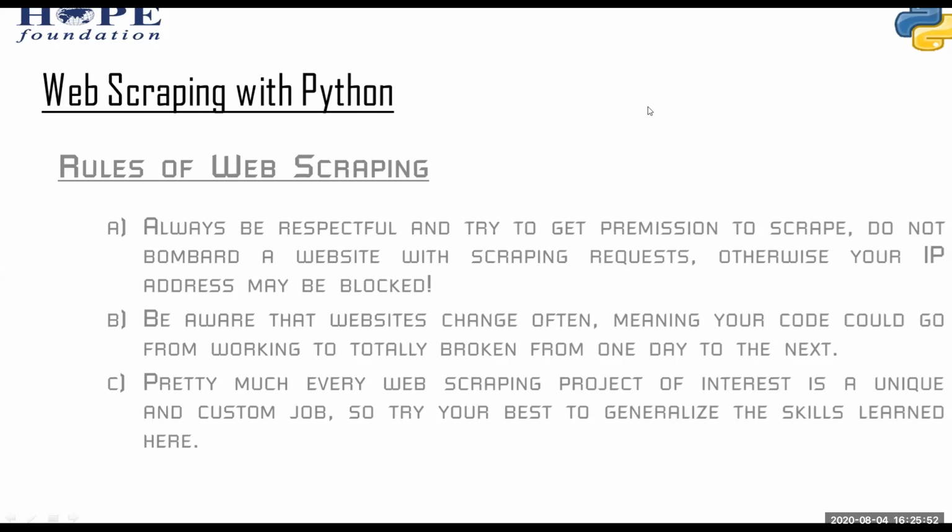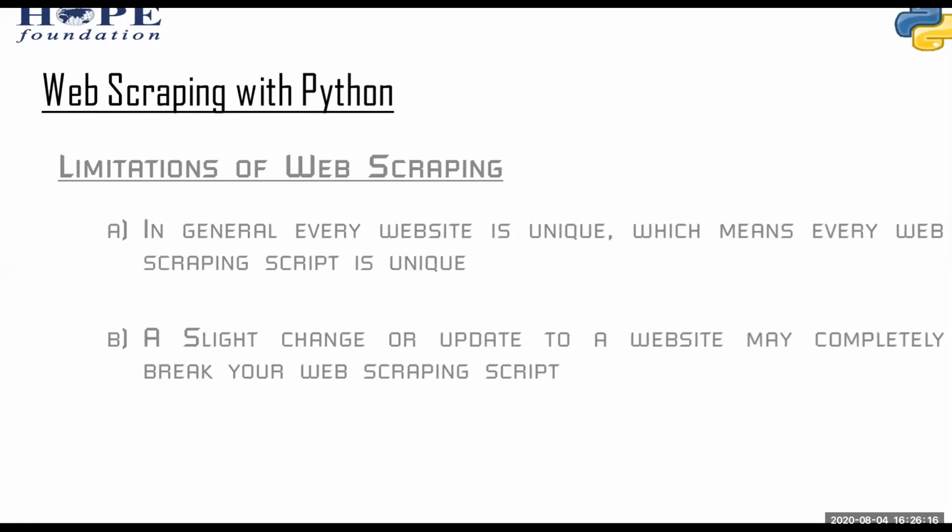So be aware that websites change often, meaning your code could go from working right to totally broken from one day to the next. Pretty much every web scraping project of interest is a unique and custom job. So try your best to generalize the skills learned here, right? And limitations: in general, every website is unique, which means every web scraping script is unique. So you have to change your code slightly, okay?